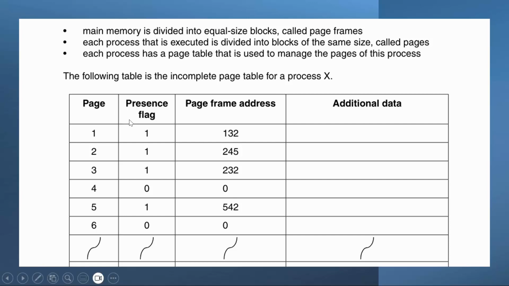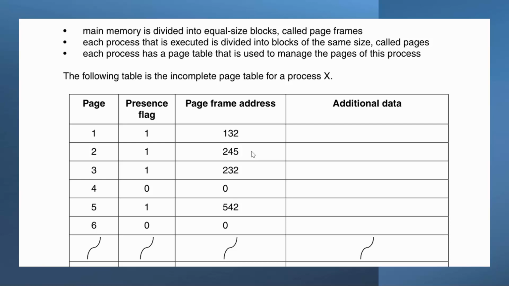So here I see we have 6 pages, and then it goes on, not showing us the rest, and we have a presence flag. What does the presence flag mean? It means whether or not it's currently in the main memory. If I look at page 1, page 2, page 3, and page 5, I can see it's in the main memory. Page 1 has a page frame address of 132. Page 2 has a page frame address of 245. But what does that mean? Well, that's where in the RAM, or the main memory, it's currently located.